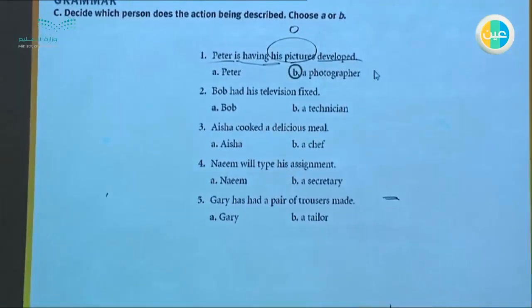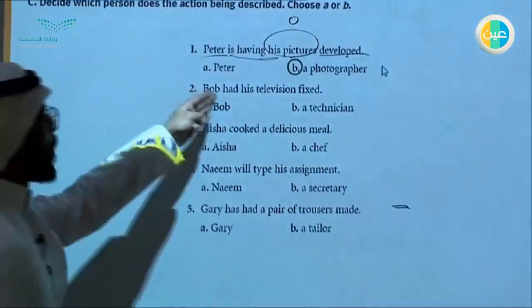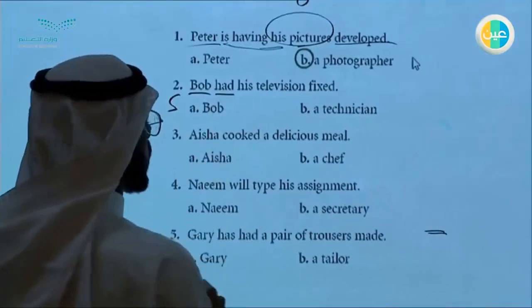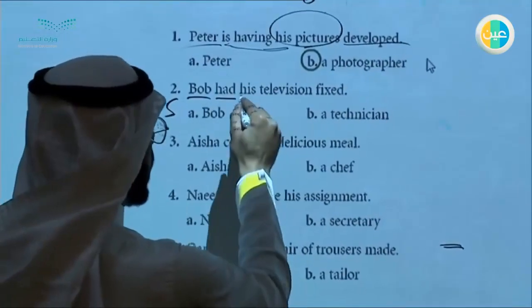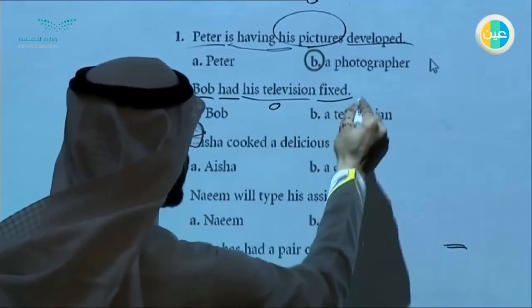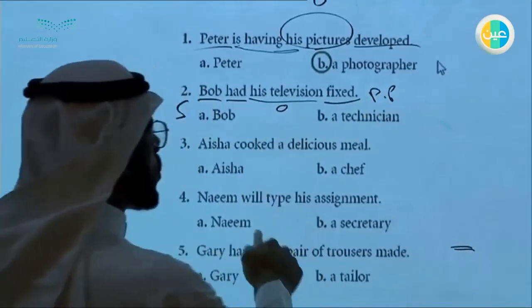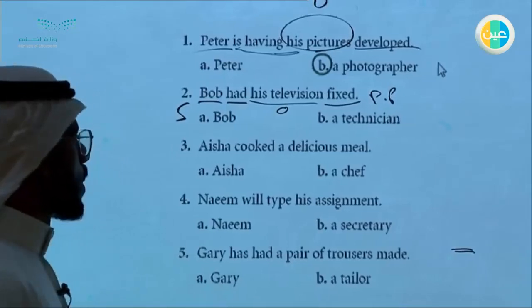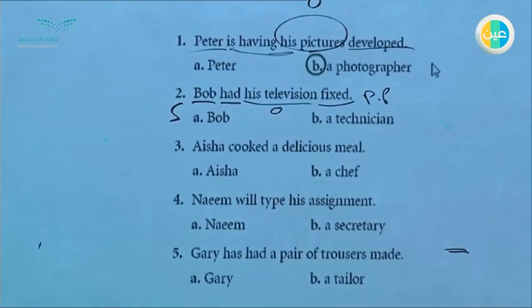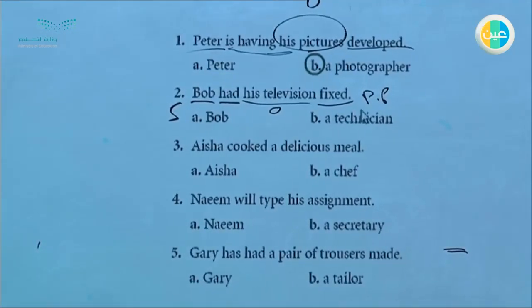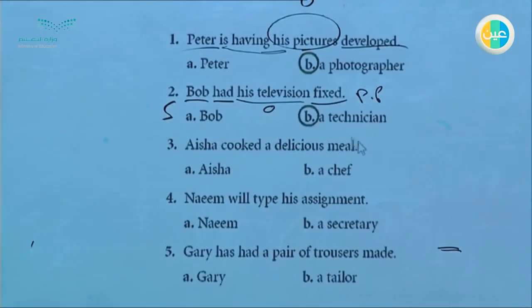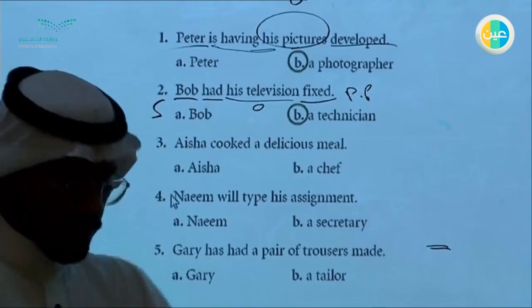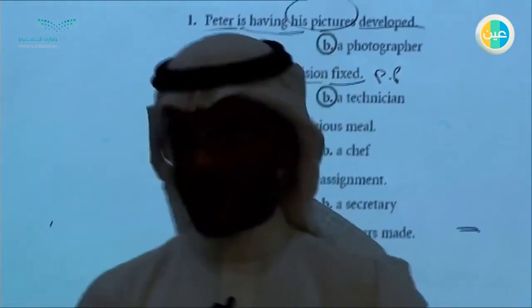A photographer. Yes. 2, Bob had his television fixed. Bob, this is subject, had. And his television, this is the object. The verb is past participle. So also Bob didn't do this. لم يقم بهذا الحدث. Bob had his television fixed. تم إصلاح التلفاز الخاص به بواسطة تكنيك. Okay. Now I hope that's clear. So thank you very much for your watching.